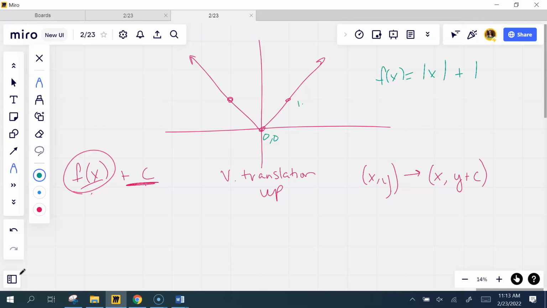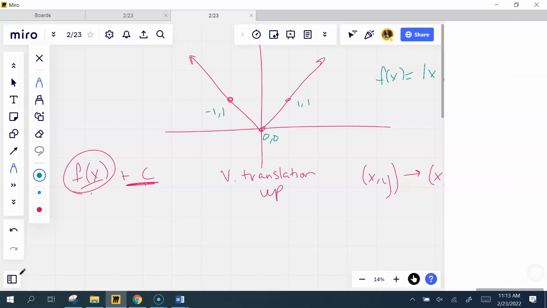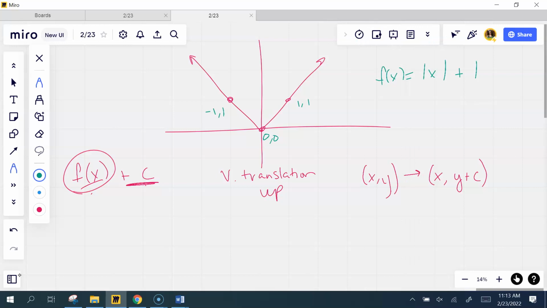This point is (0, 0), this point is (1, 1), this point is (-1, 1). Well, sliding up 1 just means that for every point on my original graph, I take every y value and add 1 to the y. So this becomes (0, 1), (1, 2), and (-1, 2).